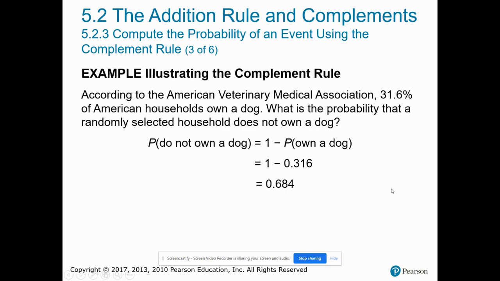According to the American Veterinary Medical Association, 31.6% of American households own a dog. What's the probability that a randomly selected household does not own a dog? Well, our entire sample space, that would be 1 minus those that own a dog. So 0.684 is the complement of people who own a dog, or in other words, people who don't own a dog.